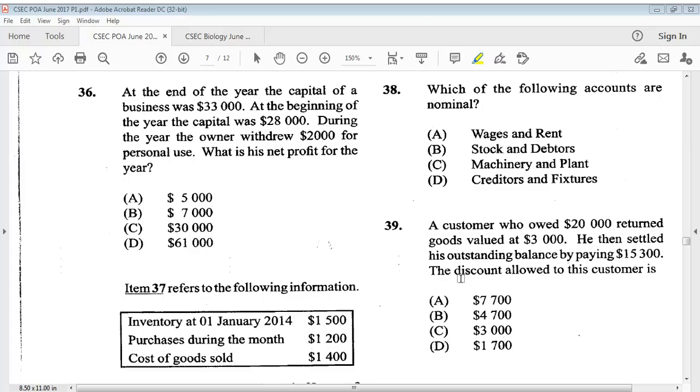Today we'll be doing the CSEC Principles of Accounts May June 2017 paper 1.